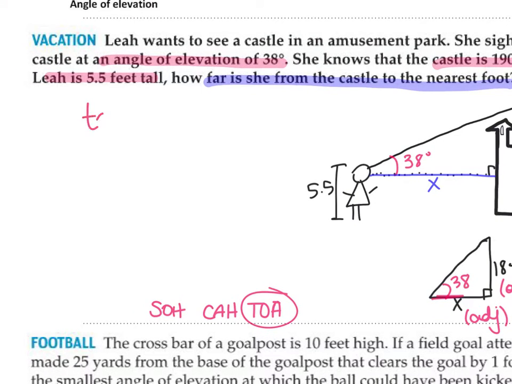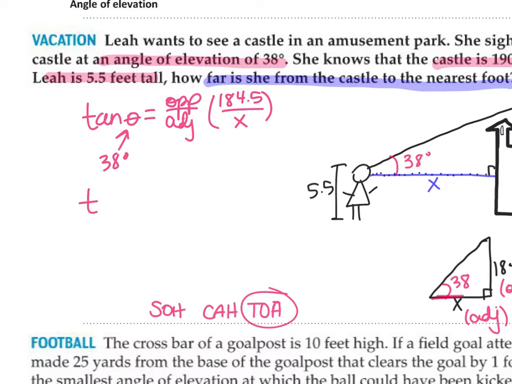So we have the tangent of theta, or our angle, is equal to opposite over adjacent. This is a total of 184.5 over x, because we don't know that x value. We were given our angle measurement, so all we have to do now is plug in our information. The tangent of 38 equals that side ratio. But remember, we are looking for x, so we need to solve for x.